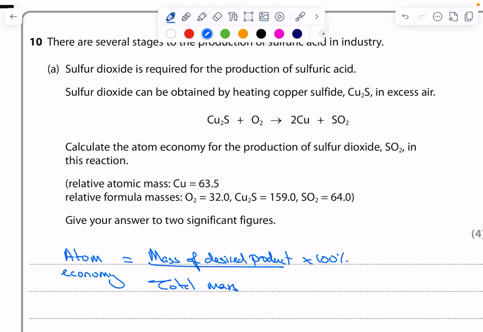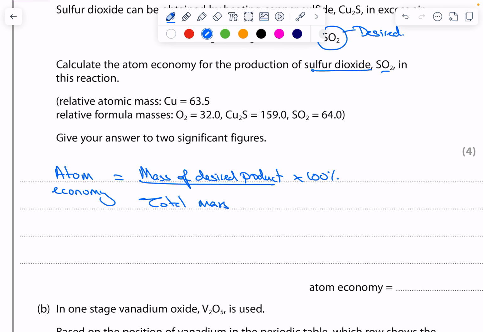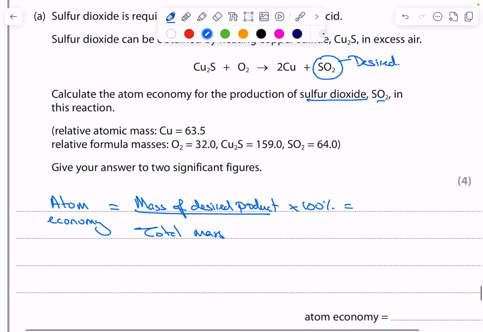Okay, so this is a calculation. He wants us to calculate the atom economy for the production, it says here, of sulfur dioxide. So sulfur dioxide is this chemical, which means this is the desired product. If you remember the equation for atom economy, it is the mass of the desired product, in this case the mass of SO2. It tells me here that SO2 has a mass of 64. And then we divide it by the total mass of all the products.